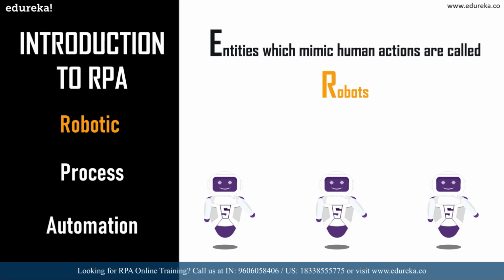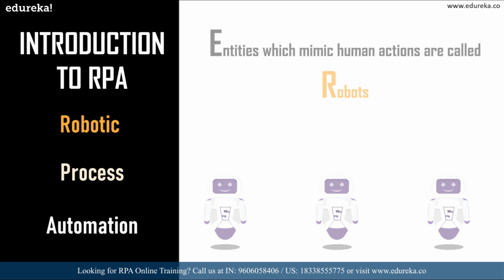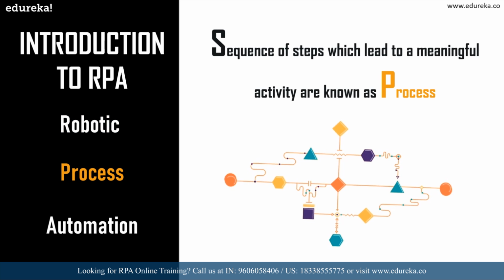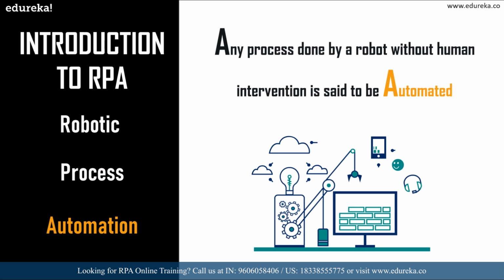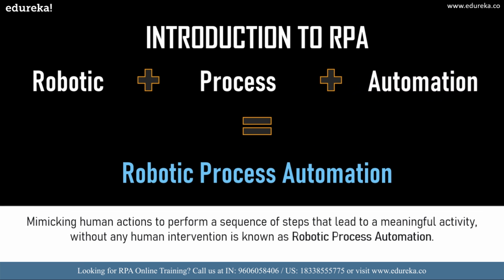So starting with robotic are those entities which mimic human actions. So all those entities which mimic human actions are called as robots, and these robots have to follow a sequence of steps to mimic human actions, right? So those sequence of steps are nothing but a process. And finally, coming to automation, any process that is done by a robot without any human intervention is said to be automated. Now, when we combine all these three terms together, that is robotic, process, and automation, mimicking human actions to perform a sequence of steps that lead to a meaningful activity without any human intervention is nothing but robotic process automation. I hope it was clear to you guys.